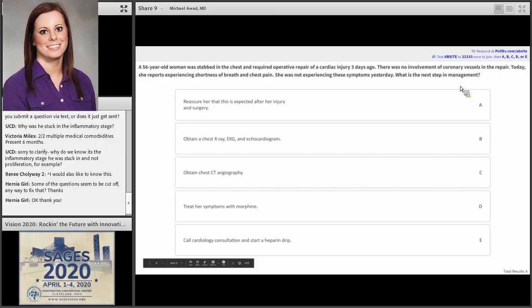A, reassure that this is expected after her injury and surgery. B, obtain a chest x-ray, EKG, and echocardiogram. C, obtain chest CT angiography. D, treat her symptoms with morphine. E, call cardiology consultation and start a heparin drip.